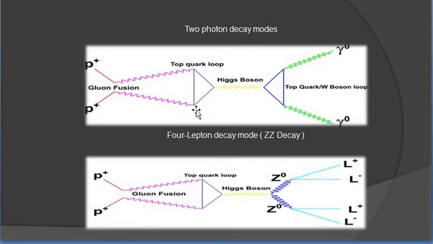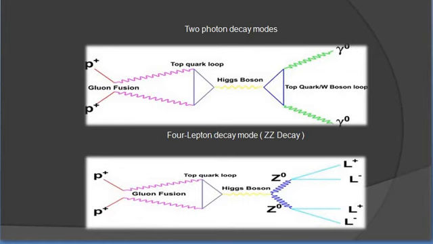Protons, by the gluon fusion process, produce a top quark. The top quark is easy to produce because it is massive and the protons collide with a tremendous amount of energy. So the most probable particle produced is the top quark, and the top quark has a very short lifetime, so it decays to a Higgs boson. The Higgs boson then decays via a top quark loop to 2 photons. These 2 photons reach the detector and we detect them.